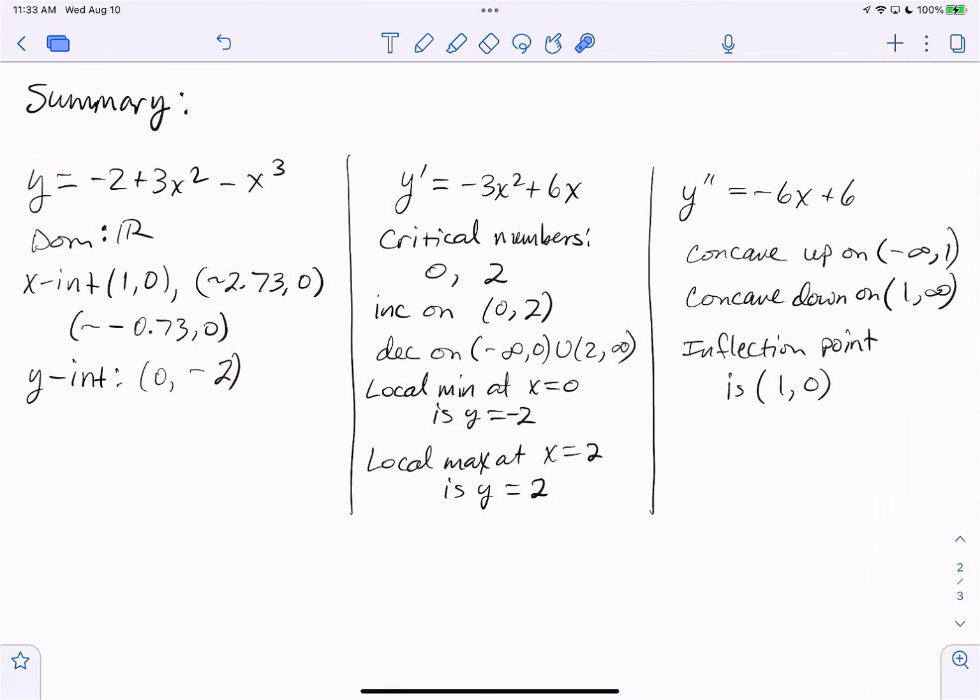Local minimum at x equals 0 is y equals -2. I wanted to be really clear that the 'at' and the 'is' are different things. The local minimum is the y value. Local maximum at x equals 2 is y equals 2. That does it for the first derivative. For the second derivative, we got y double prime equals -6x plus 6. The graph is concave up on the interval from -infinity to 1 and concave down on the interval from 1 to infinity. Again, parentheses on those intervals. The inflection point itself is 1, 0.